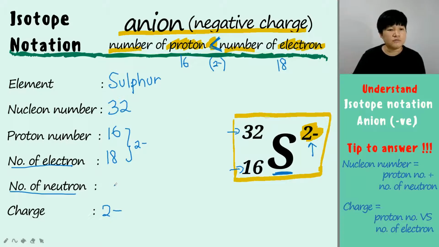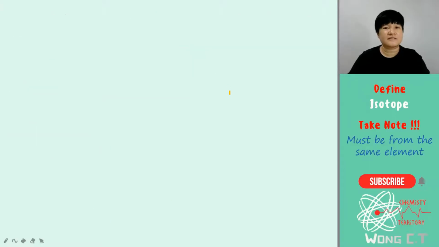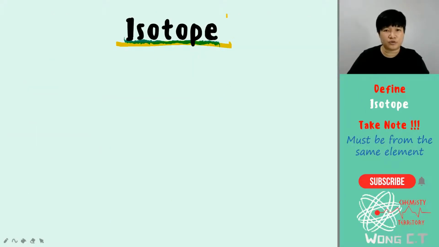Number of neutrons? Simple. It is your nucleon number minus your proton number. So it's your 32 minus 16. Therefore, your number of neutrons is 16. And that is how you understand the isotope notation of an ion. Simple, easy. Next and last part of this video will be, what are actually isotopes?